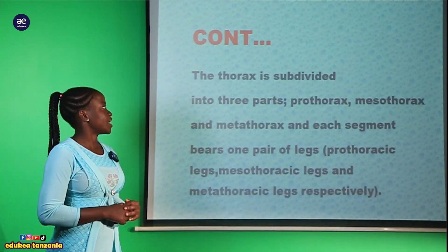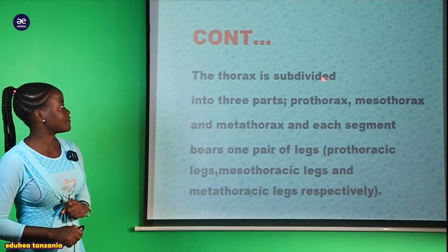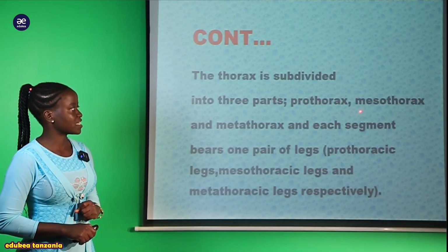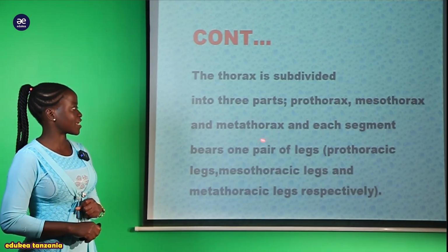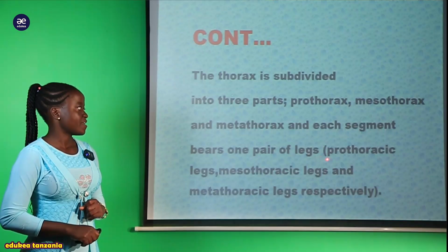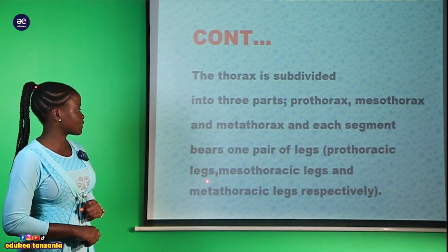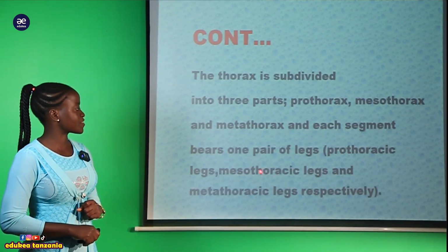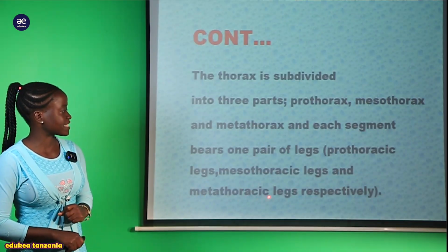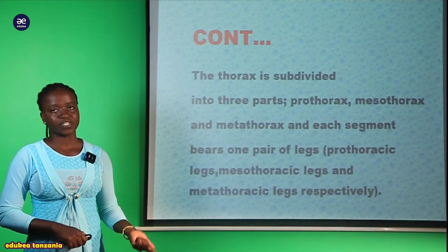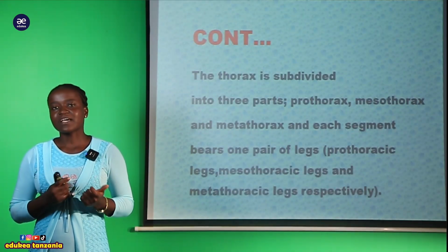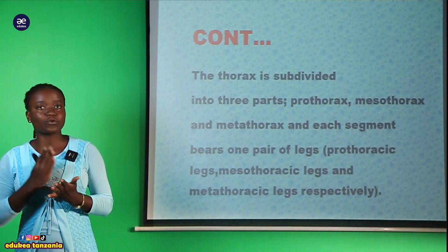So we are saying that the thorax is subdivided into 3 parts. That is prothorax, mesothorax, and metathorax. And each segment bears 1 pair of legs. That is the prothoracic legs. We have also mesothoracic legs. And also we have metathoracic legs respectively. Kwa maana kwamba kwenye ile pati ya thorax imegawanyika na yenyewe katika sehemu kuu tatu.